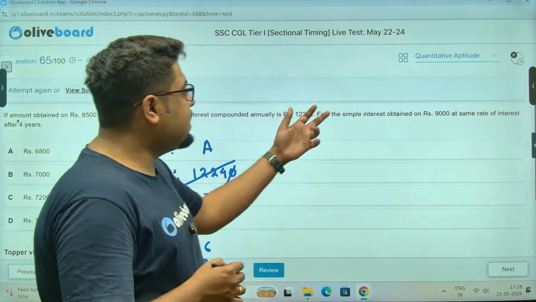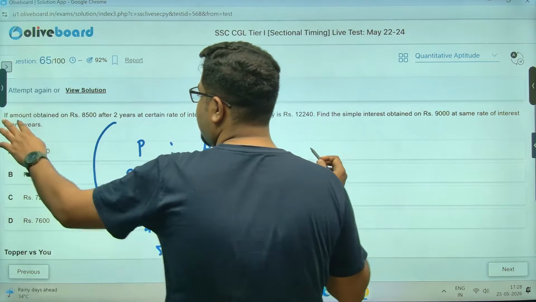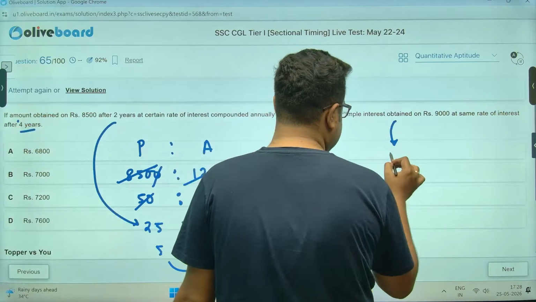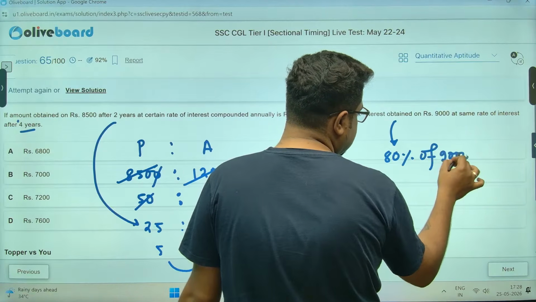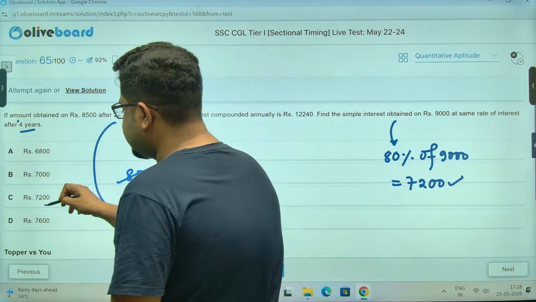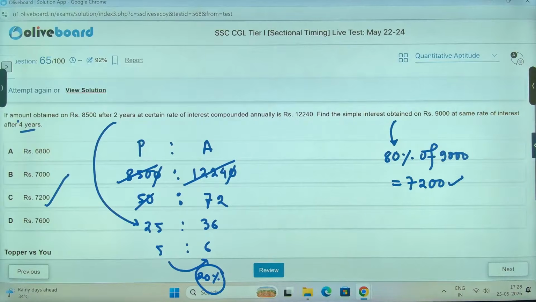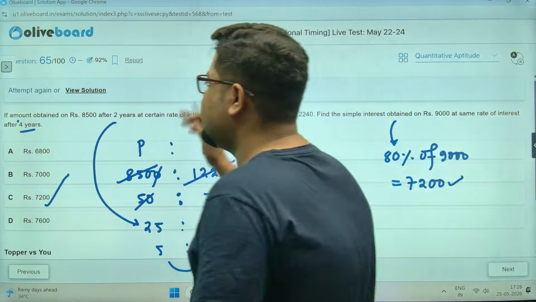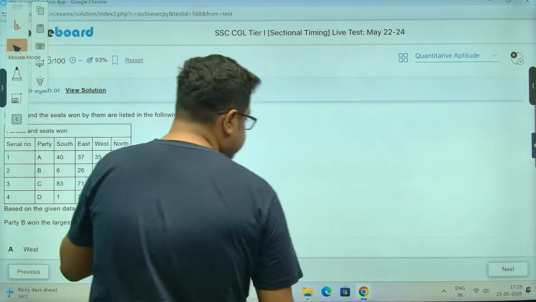They're asking to find the simple interest on 9,000, same rate of interest, sir. For how many years? For 4 years. 4 years meaning 4 twenties are 80%. 80% of 9,000, sir, is 7,200 rupees. Option C is the answer. Option C is your correct answer, sir. You see, nothing is very difficult here. Very easily doable. Okay, next one please.